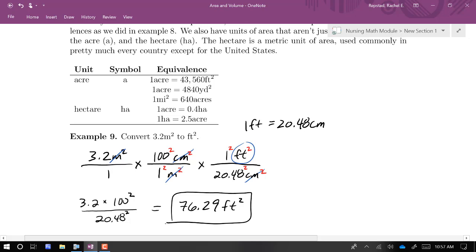Now we also have units of area that aren't necessarily squared. Like the acre is just an acre. We don't have square acres. But an acre is about 43,000, or exactly 43,560 square feet. In the metric system, that analogous unit is the hectare, and 1 acre is about 0.4 hectares, or 1 hectare is about 2.5 acres. You're not going to probably come across hectares much unless you buy property in Europe or something. But that is the analogous area unit in the metric system.